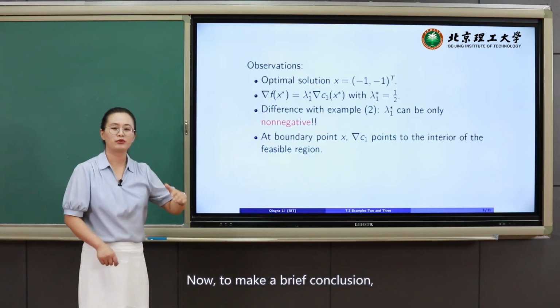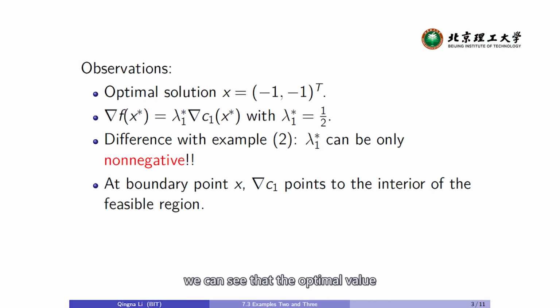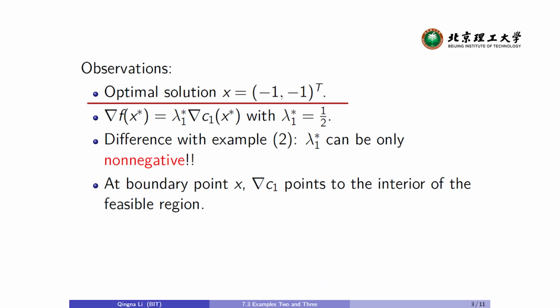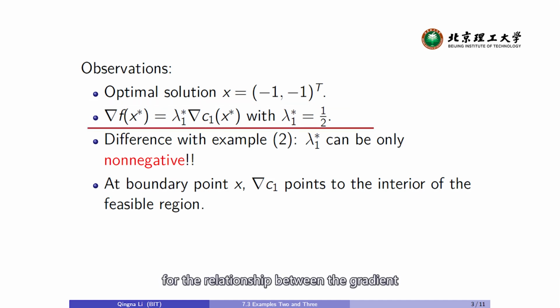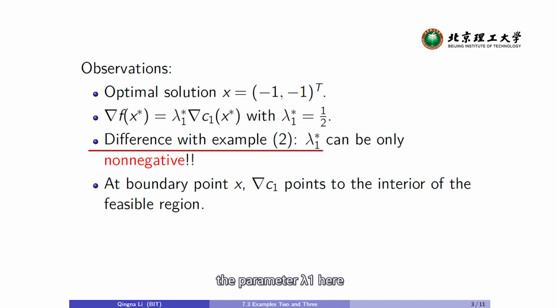Now, to make a brief conclusion, we can see that the optimal value can still be achieved at the left bottom of the region. However, for the relationship between the gradient and the gradient of the constraint, they must lie in the same direction. In other words, the parameter lambda 1 here must be positive or 0. It cannot be negative. So this is the difference from the previous example.